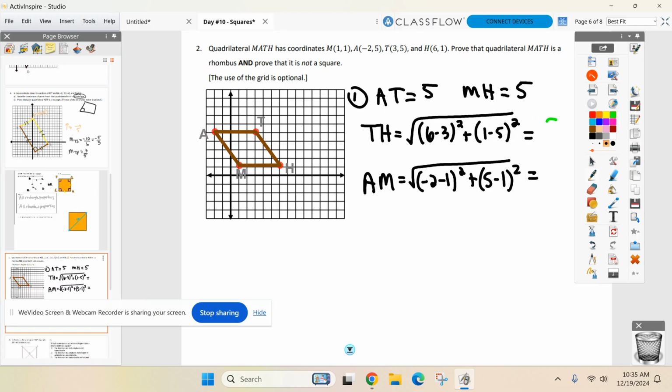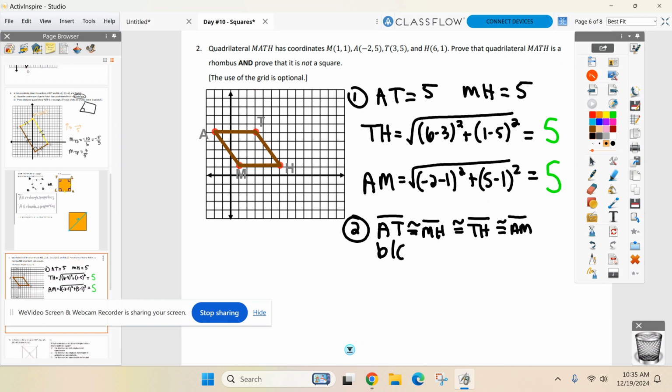And we're all getting 5 out. TH and AM, also 5 using the distance formula. Hopefully you're picking up the style of how to do these coordinate proofs. Step 2 is always, what did we just learn? AT congruent to MH, congruent to TH, congruent to AM because distances are equal.